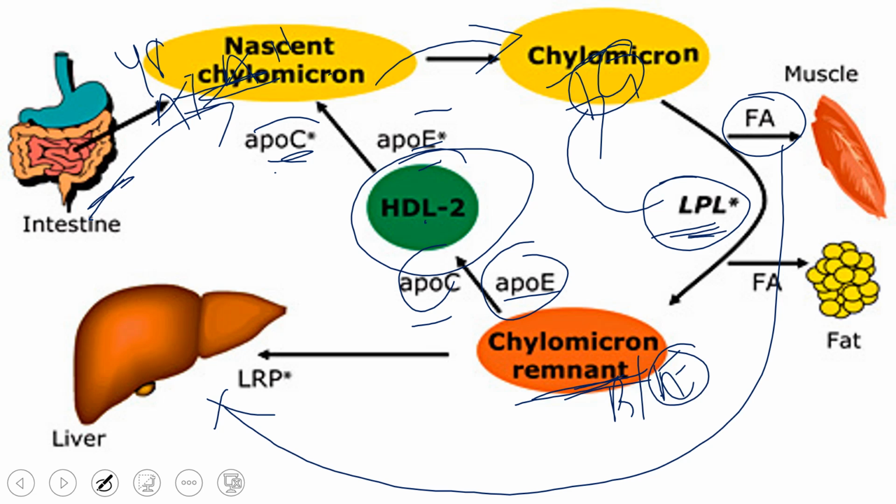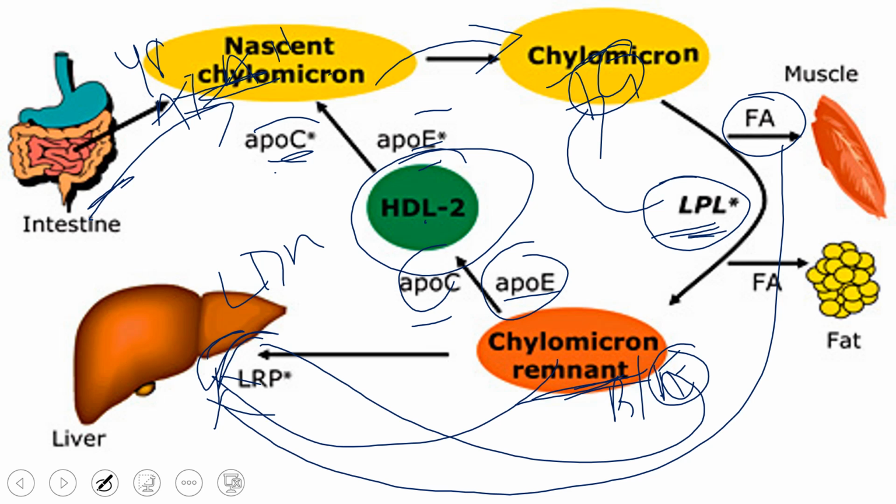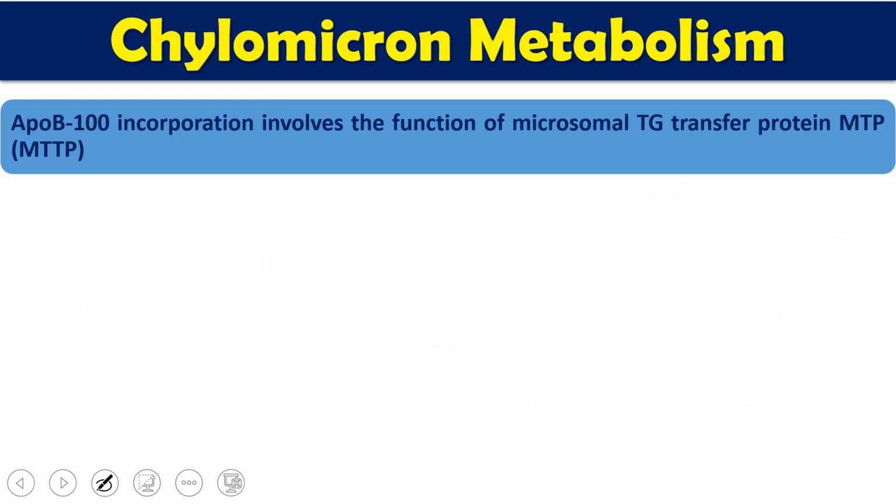This ApoE behaves as the target ligand for the receptor present on the liver that is called the LDL receptor. So E binds to the LDL receptor. So the chylomicron remnant is going back to the liver for processing and for reutilization of the remaining components. This is the basic metabolic process of chylomicron. We'll see a little bit in detail.